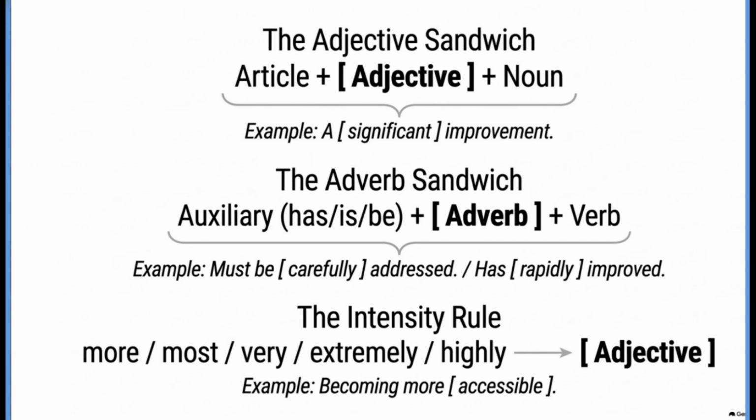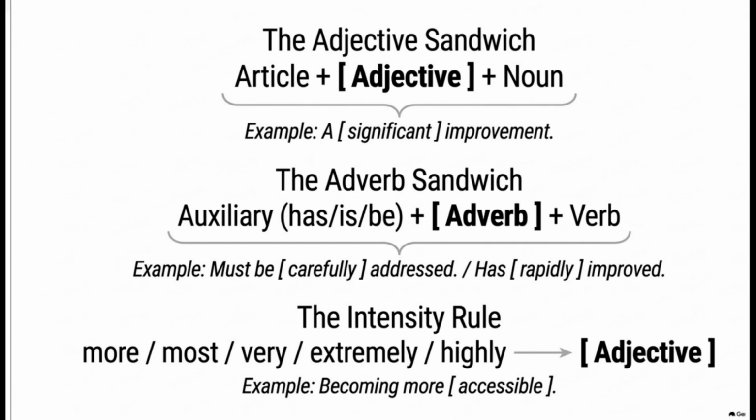Improvement is the noun. What kind of improvement? A significant improvement. Significant is the adjective. Also, words like very, more, or extremely right before a blank are almost always followed by an adjective. If a sentence says the process became more blank, look for a describing word like more efficient.